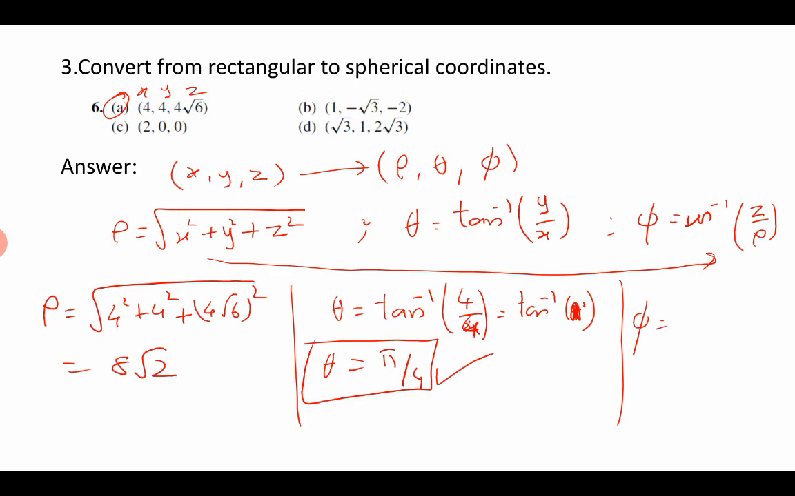Just type in the calculator, you will find cosine inverse z, z is 4 root 6, over rho, 8 root 2. You can simplify, but directly you can find it from a calculator, because calculators are allowed for the exam. Just type it, you will get 30 degrees or pi by 6 from the calculator. Okay, fine, that's it.